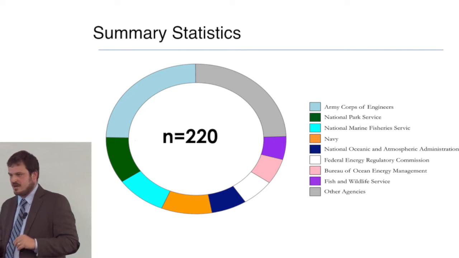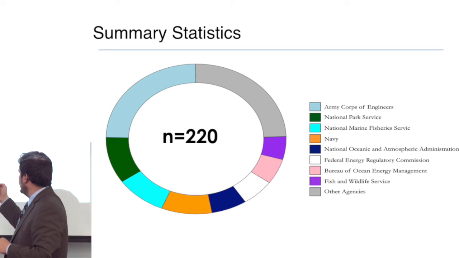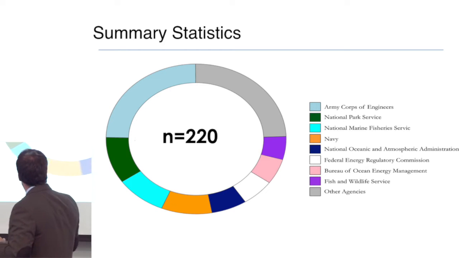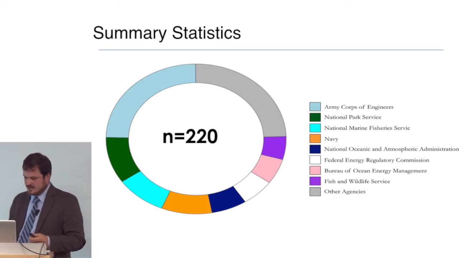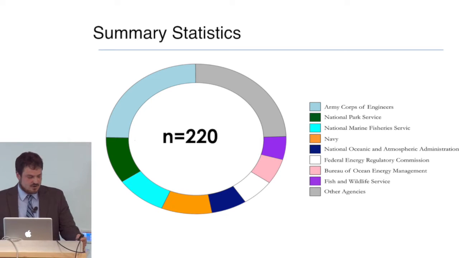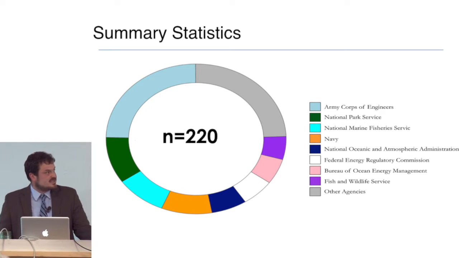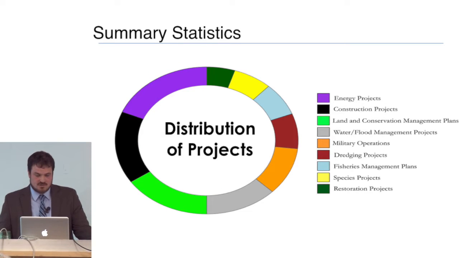So that left me with 220 coastal environmental impact statements, broken down by agency, as you see here. The biggest one is the Army Corps of Engineers, and on down the line. And then I broke up the environmental impact statements into 9 different project types. The majority were energy projects, construction projects, and land and conservation management plans.